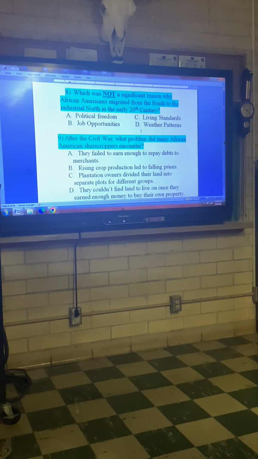Alright, which was not a significant reason why African Americans migrated from the South to the industrial North during the early 20th century. We're going to say, let's see, political freedom, that sounds like a good reason. Jobs, absolutely. Living standards were higher, that's a good thing. Weather, not so much, okay? So this is not a reason why black people moved. They didn't move because of the weather.